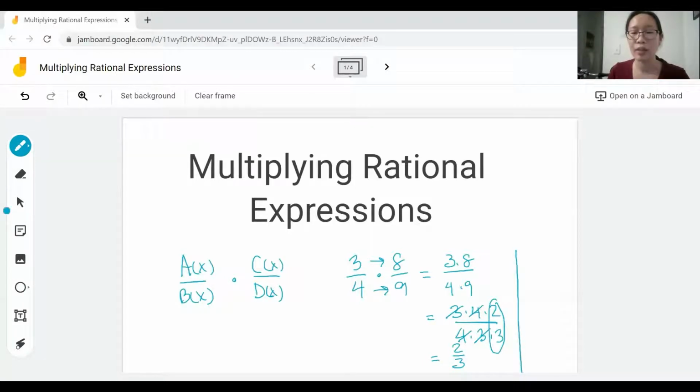Alternatively, at the first step, I could have said 3 times 8 is 24, and 4 times 9 is 36. And so I could have rewritten this as 12 times 2 over 12 times 3, and then divide out the 12 and get 2/3. Either way, I end up with the same simplified form. Let's take a look at an example.